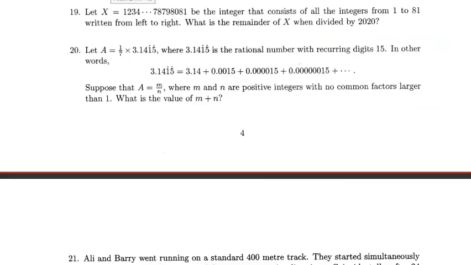SMO 2020 Junior Section First Round Problem number 19. Let x equal 1234...78798081, the integer that consists of all the integers from 1 to 81 written from left to right. What is the remainder of x when divided by 2020?